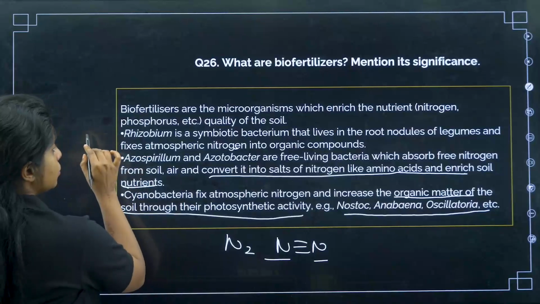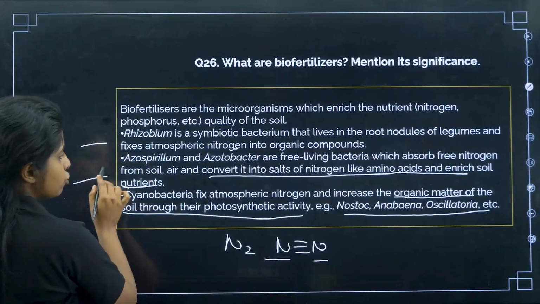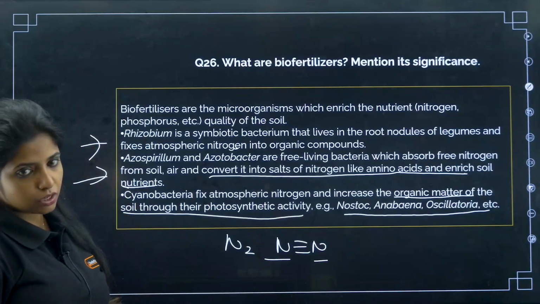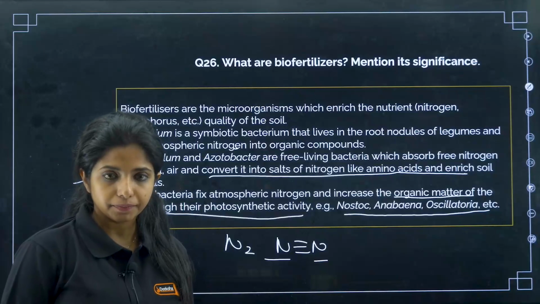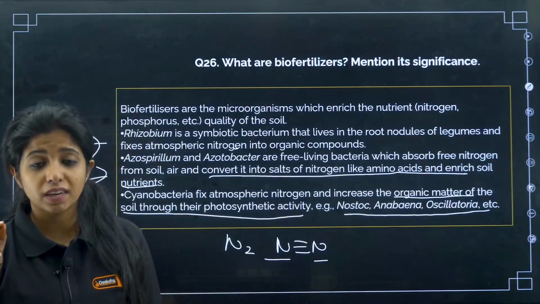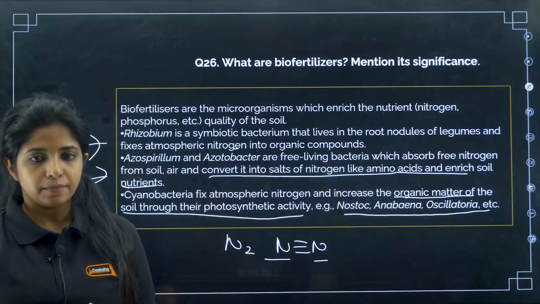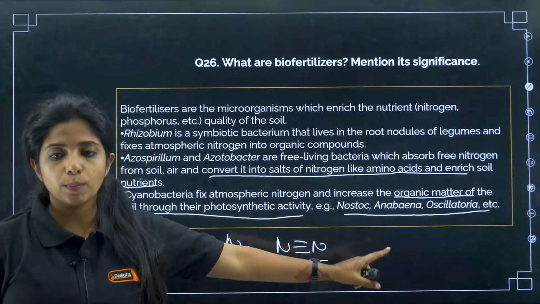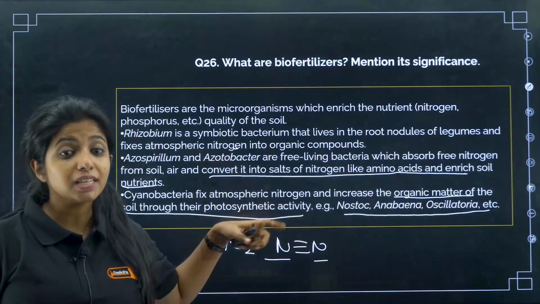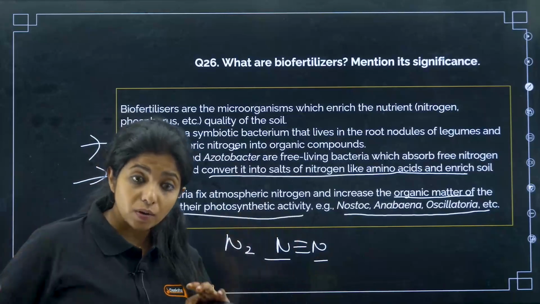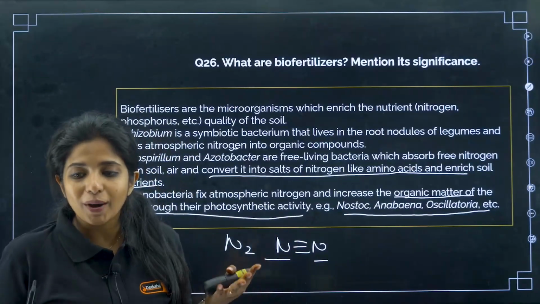So it's a 2 marker question, right? At least you should be writing 2 to 3 points. In short, you can write, but you have to write. Please remember the names. You have to remember it: Rhizobium, Azospirillum, Azotobacter. In cyanobacteria, you have Nostoc, Anabaena, and Oscillatoria. Because these things are given in NCERT, you can get questions in different formats in the form of MCQ also. So why take a risk?